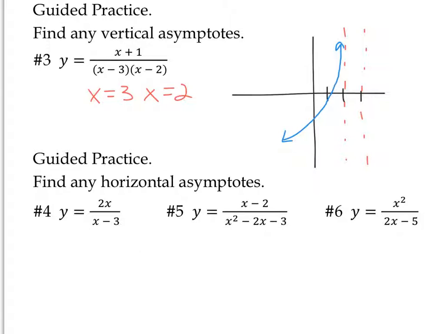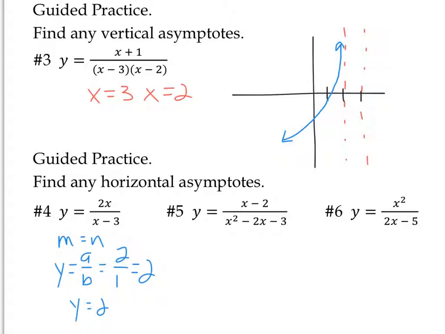Now for the horizontal asymptotes. This is where we want to look at the degree of the numerator and denominator. Here this is a degree 1 and degree 1. This is a situation where we say m equals n, right? The degree in the numerator and the degree in the denominator are equal. So when that's the case, we have y equals a over b for our horizontal asymptote. The a and the b are the leading coefficient in the numerator and the leading coefficient in the denominator. 2 over 1. There's no number in there, so it's a 1. So we would have y equals 2 as a horizontal asymptote.